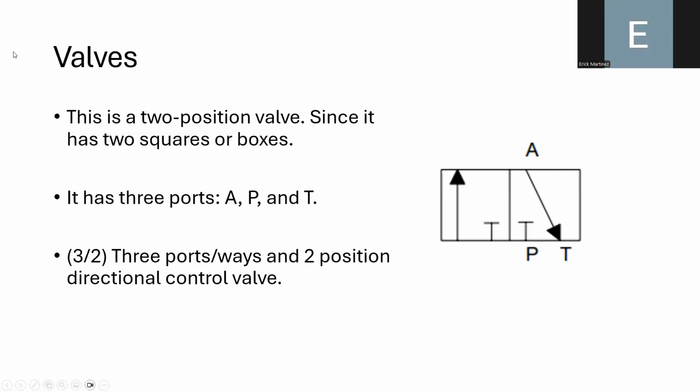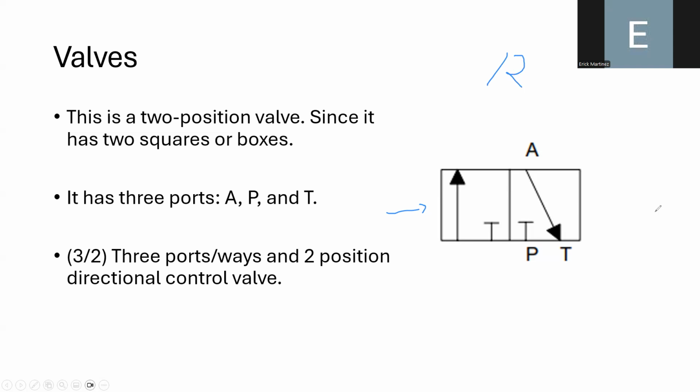So we have here another valve example. For example, in this case, you can see that we again have a two-position valve. So we can denote that by the number 2 after the diagonal. And also you can see that we have three ports because here we have three letters, A, T, and P.